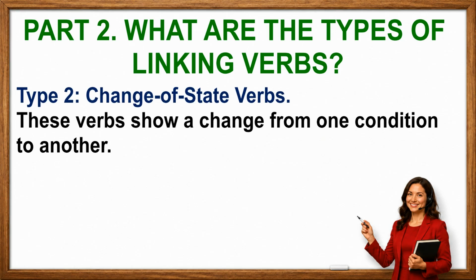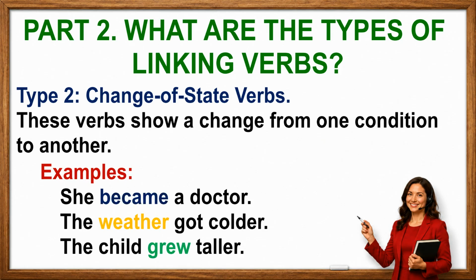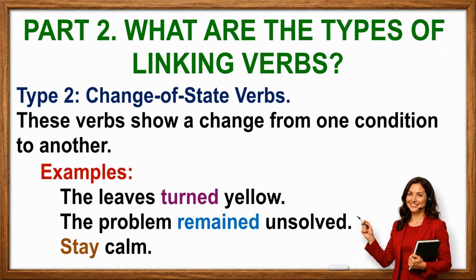Type 2. Change of state verbs. These verbs show a change from one condition to another. Examples: become, get, grow, turn, remain, stay. Examples: she became a doctor. The weather got colder. The child grew taller. The leaves turned yellow. The problem remained unsolved. Stay calm.